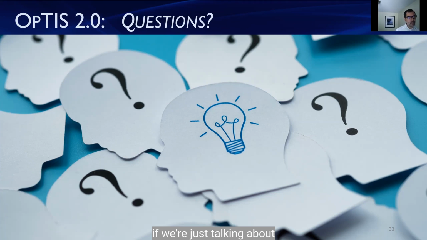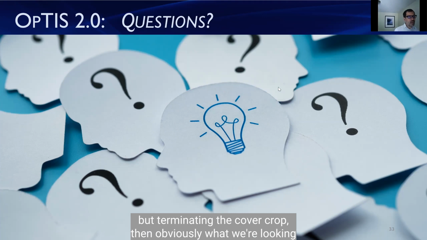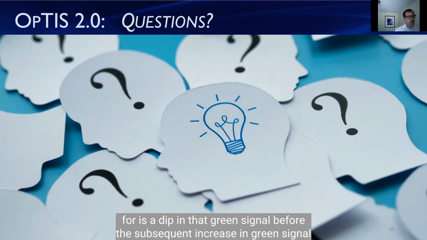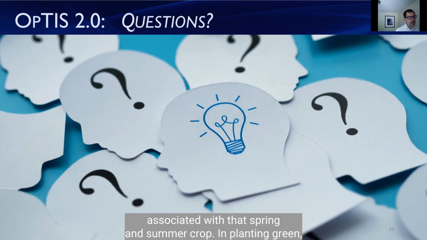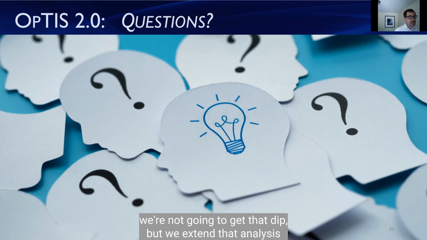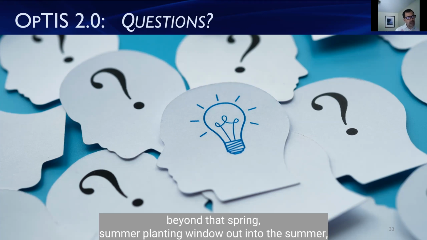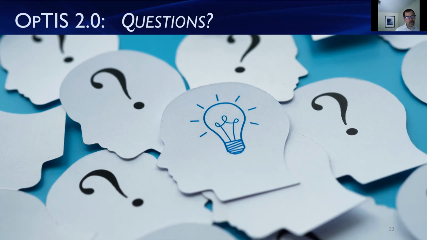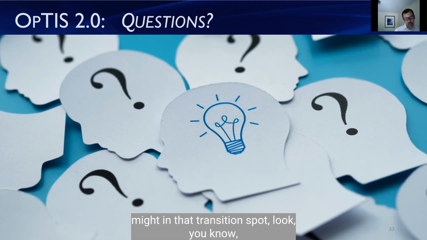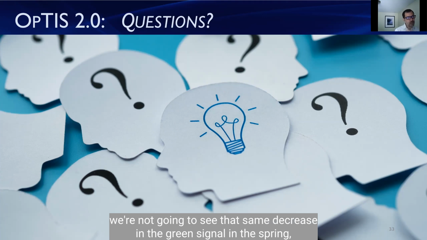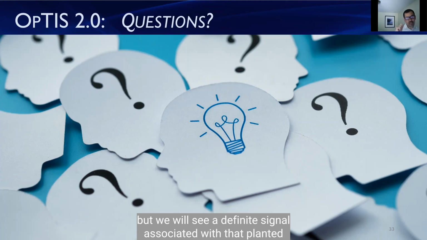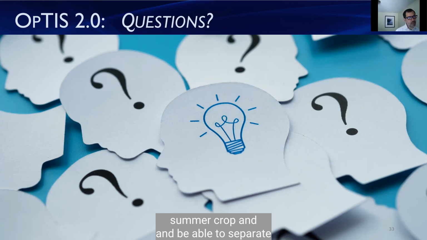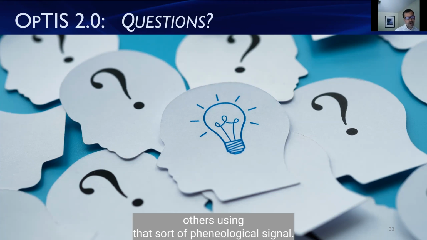If we're just talking about cover crops, not planting green, but terminating the cover crop, then what we're looking for is a dip in that green signal before the subsequent increase in green signal associated with that spring and summer crop. If planting green, we're not going to get that dip, but we extend that analysis beyond that spring summer planting window out into the summer. We're not going to see that same decrease in the green signal in the spring, but we will see a definite signal associated with that planted summer crop, and be able to separate cover crop from others using that sort of phenological signal.